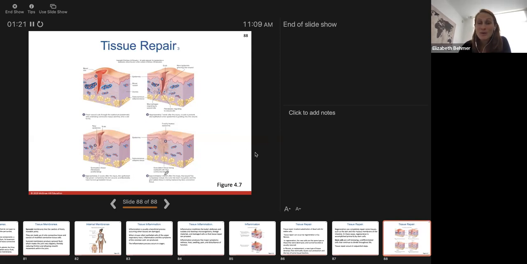This happens 1 month after the initial repair, but as you all know with kids, kids heal a lot more quickly than adults do. So this whole process might be sped up to happen in a couple of weeks.